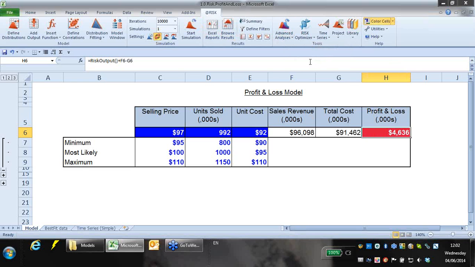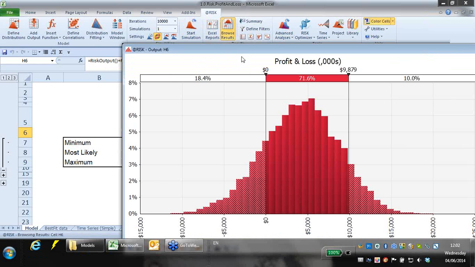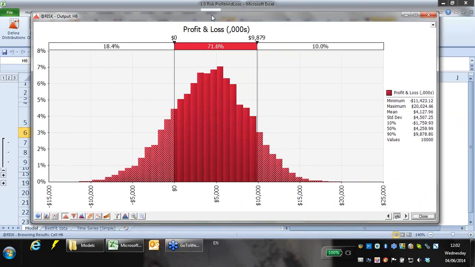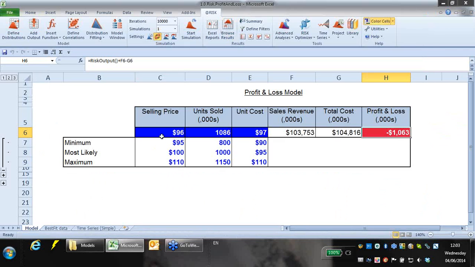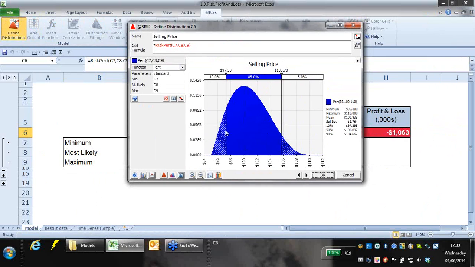Our baseline simulation here, when we run a simulation, we've got an 18% chance of losing money. And what the software is doing, for each iteration, is taking samples from absolutely everywhere in this distribution. So from here, from here, from here, and so on, over and over again.